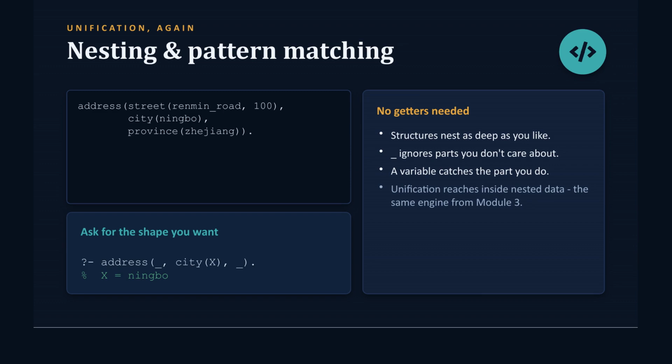Now watch how we read the data back out. We do not write getters or accessors. We just describe the shape we want, and let unification fill in the blanks. Address, underscore, city of X, underscore. The underscore says I do not care about this part, and the variable X catches the city. One pattern, and Prolog hands you Ningbo. This is the same unification engine from Module 3, now reaching inside nested data.